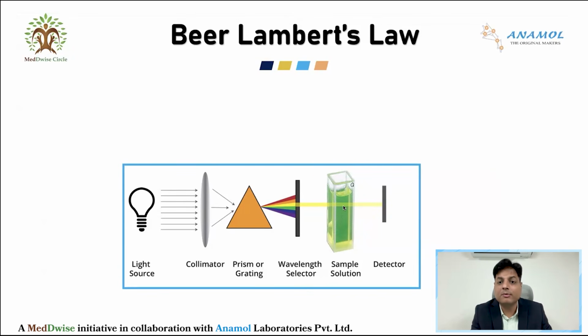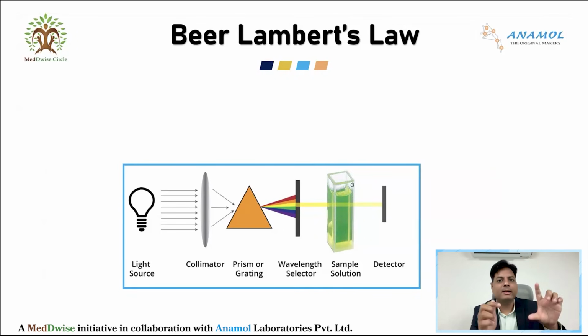This colored solution will absorb some amount of light, and the balance amount of light it will allow to pass through it, which is transmitted light. The transmitted light will fall on something called the detector. And the detector will ultimately tell us how much light was absorbed by the colored solution. So we are here interested only in the concept of absorption and transmission.